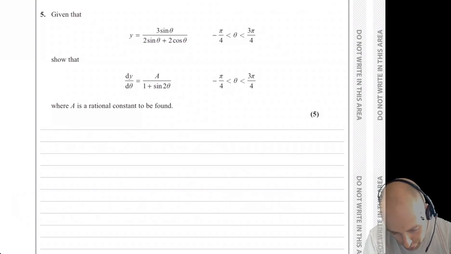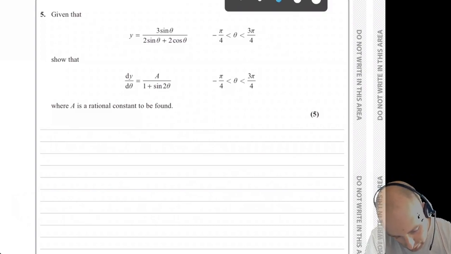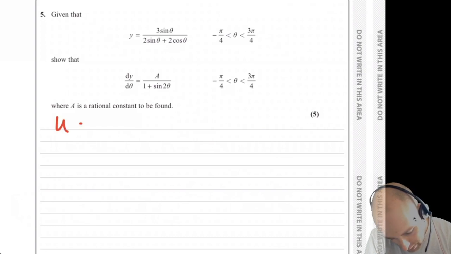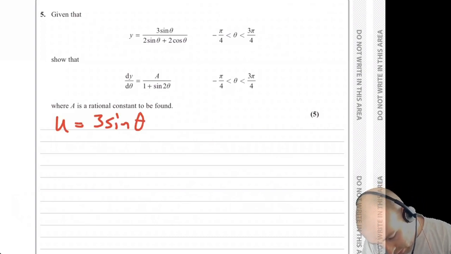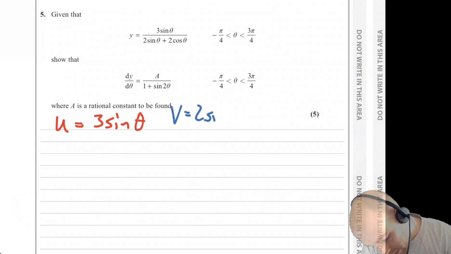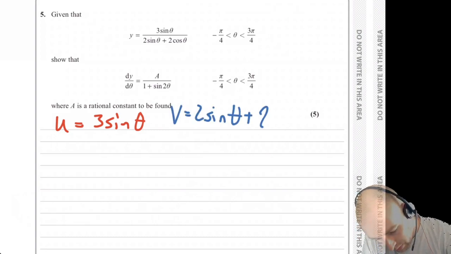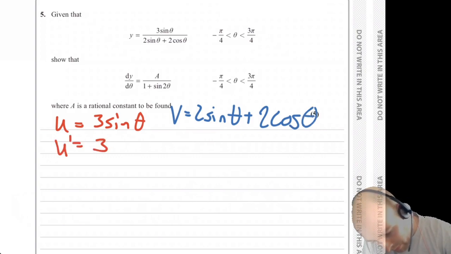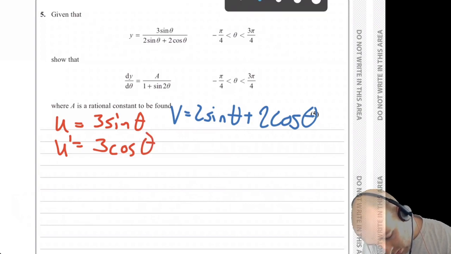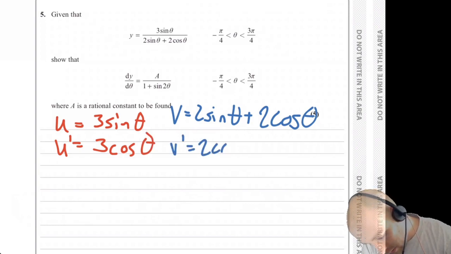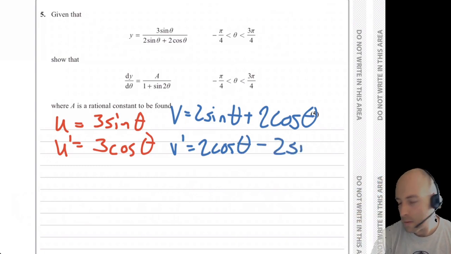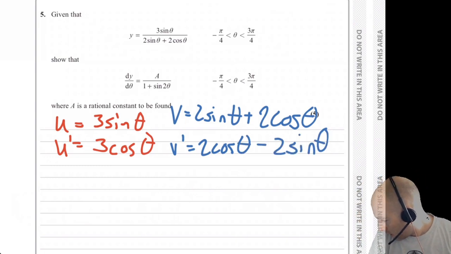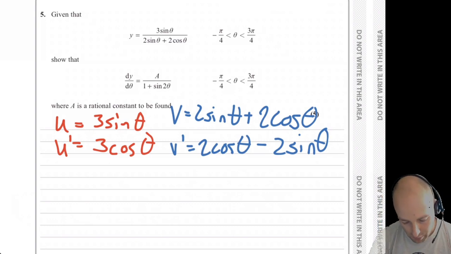Right. Going through this then, we've got U is 3 sine theta. V is 2 sine theta plus 2 cos theta. U dash is 3 cos theta. V dash is 2 cos theta minus 2 sine theta. Yeah, cool. Looks good, Rob. Yeah, just try and simplify it. See if you can simplify it before I do. See if you can get there first.